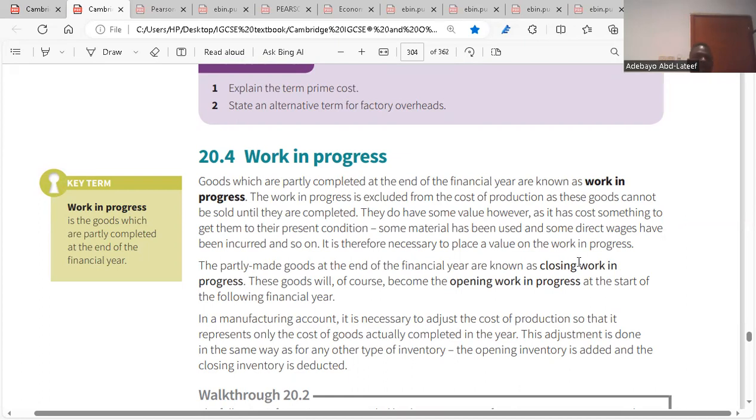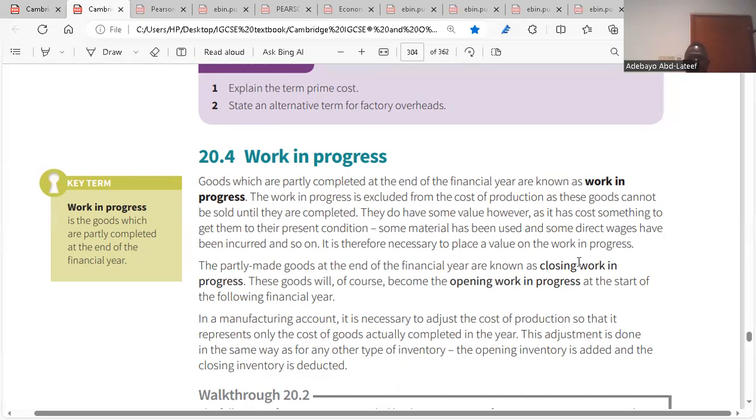All right, so let's see what they said there. Goods which are partly completed at the end of the financial year are known as work in progress. The work in progress is excluded from the cost of production, as these goods cannot be sold until they are completed. We don't add them to our cost of production because they are not yet ready to be sold. Are you with me? They have some value, however, as it has cost something to get them to their present condition. Some materials have been used and some direct wages have been incurred and so on.